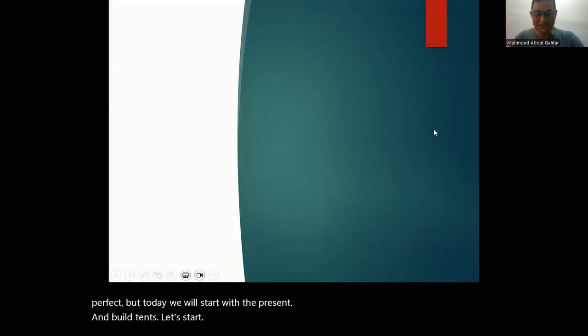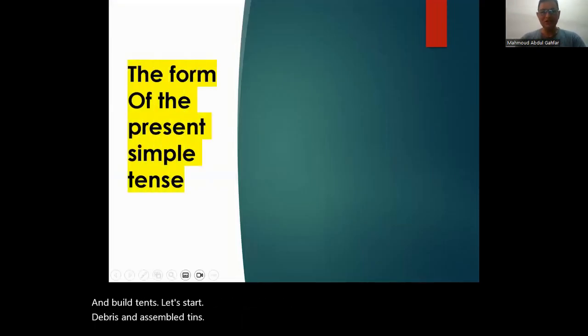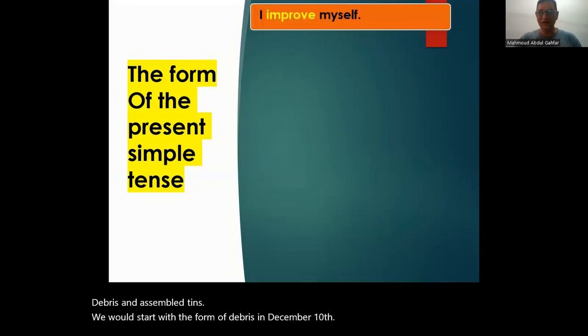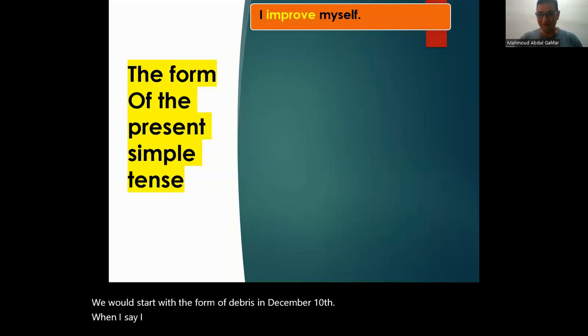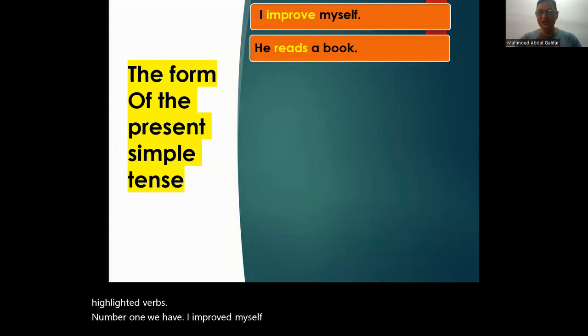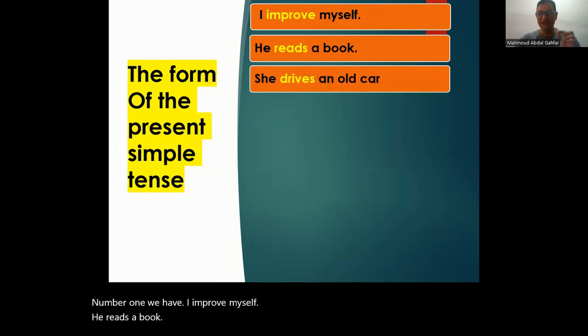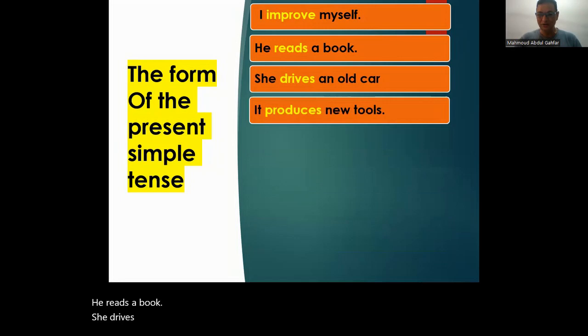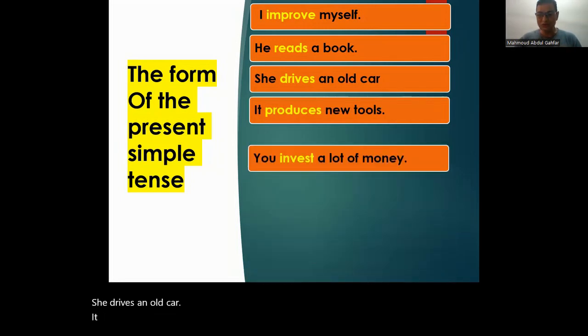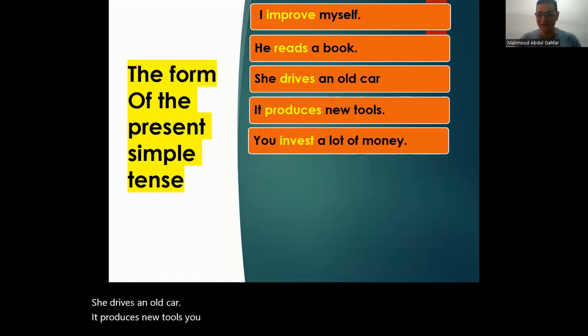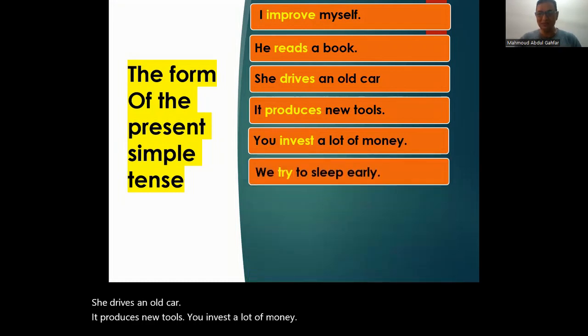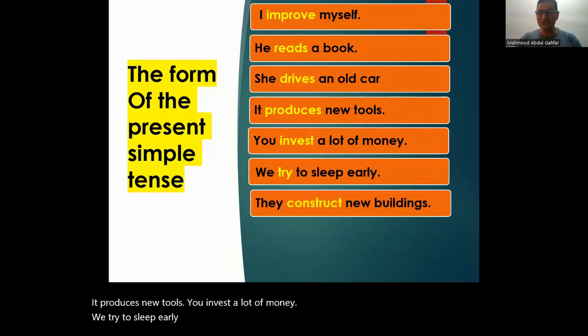The present simple tense, we will start with the form of the present simple tense. I want you to have a look at the highlighted verbs. Number one, I improve myself. He reads a book. She drives an old car. It produces new tools. You invest a lot of money. We try to sleep early. And they construct new buildings.